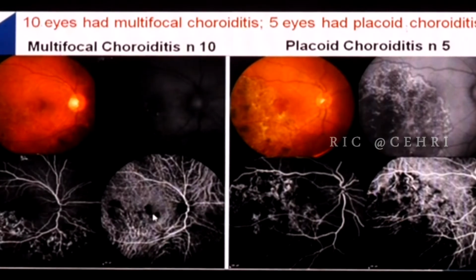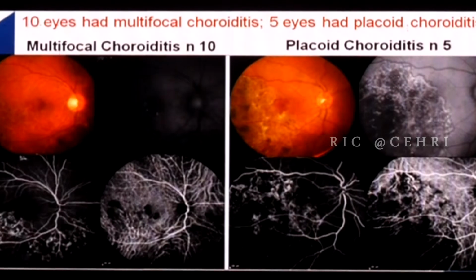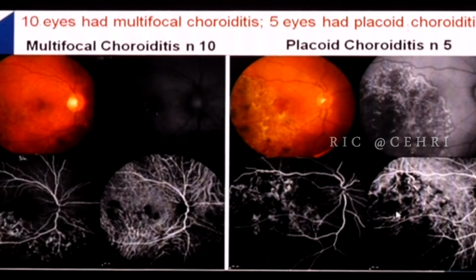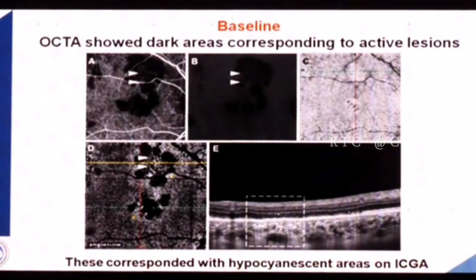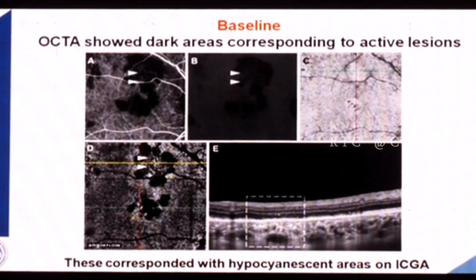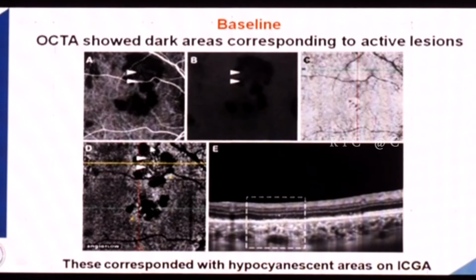These are 2 of these lesions which were active. You can see them on autofluorescence, and here this is the whole placoid, which is within the active edge. If we look at the OCT angio of the multifocal variety, we do see these dark spots, as you see on these arrowheads, and these correspond to the active lesions on OCT angio.